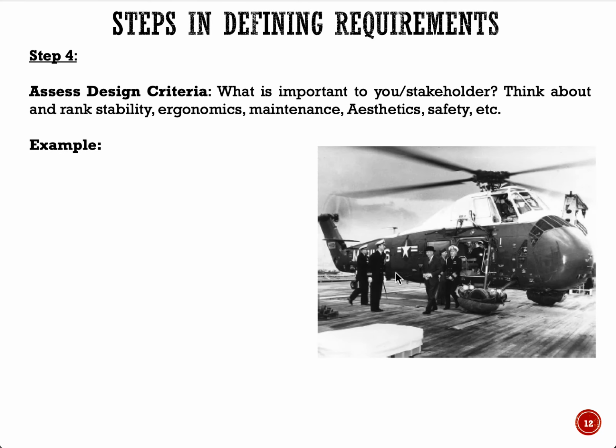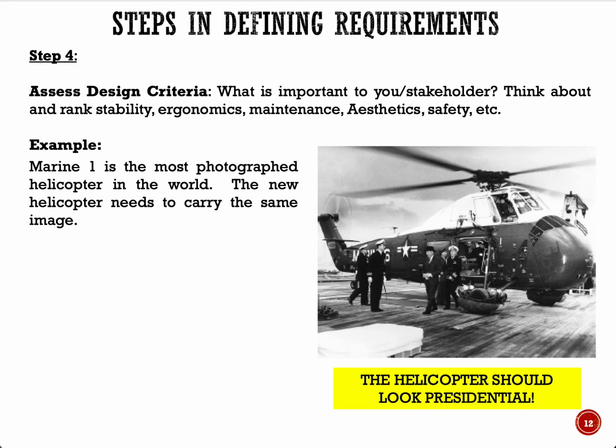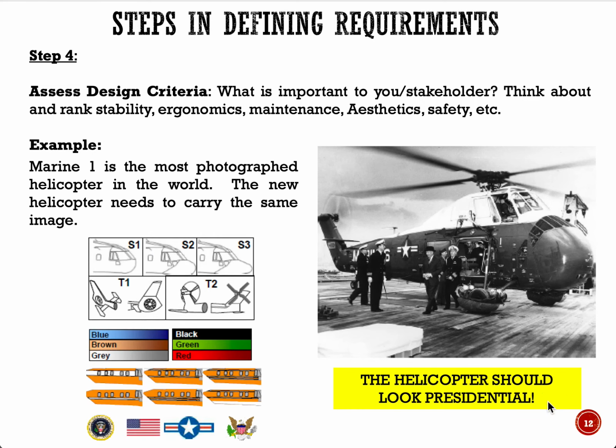Just a quick example. Here is a picture of Marine One. It's an old Marine One. Marine One is the most photographed helicopter in the world, right? And now the new helicopter needs to carry the same image. So any replacement for the helicopter needs to look presidential, right? That is one of the top most design priorities or criteria for this case right here. So this will inform your decision, because now you have to decide based on this criteria what the nose of the helicopter is going to look like, what the tail is going to look like, which is more aesthetic, right? And actually select based on that.